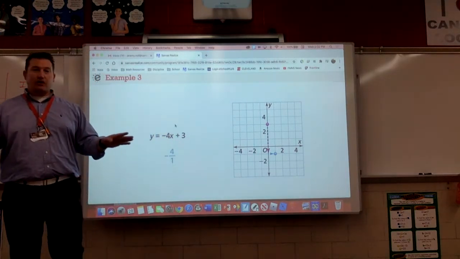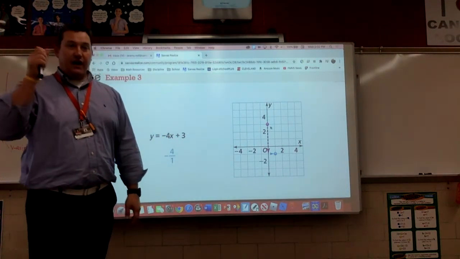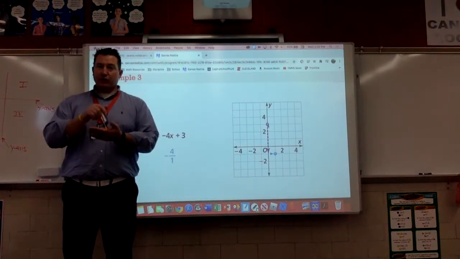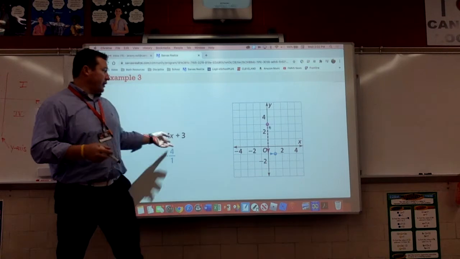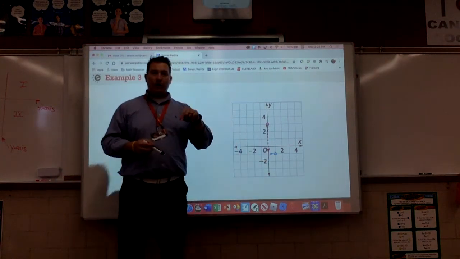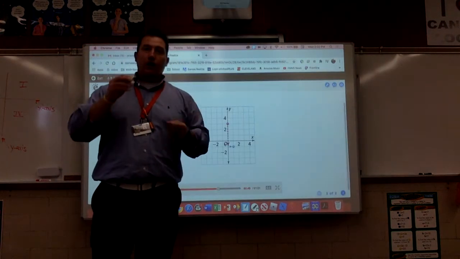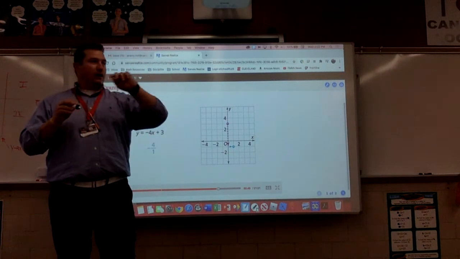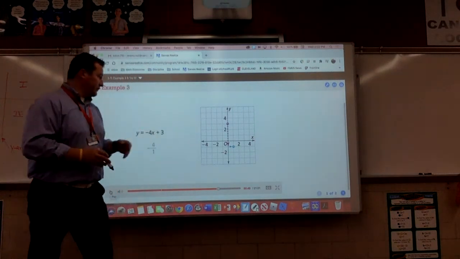Okay? We still graph it the exact same way. Instead of putting your point on the origin and then moving from there, now we're going to put our point on 3, and now we're going to move from there. So now we're going to do our rise over run. We're going to rise 2 and run 1, whatever the slope is.